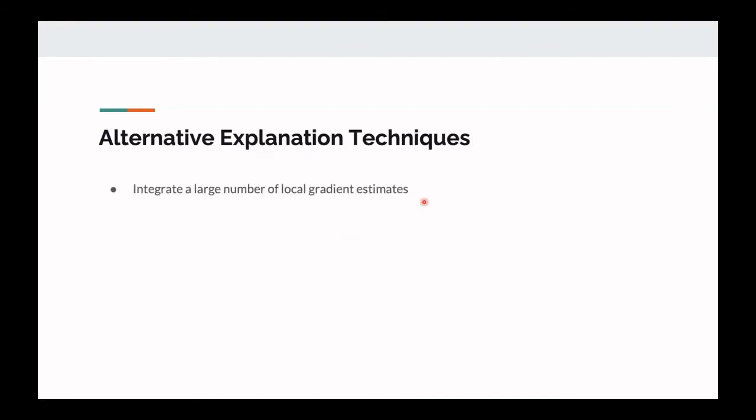They briefly also discuss some alternative explanation techniques. They don't spend a whole lot of time on these, so we can just run through them quickly.